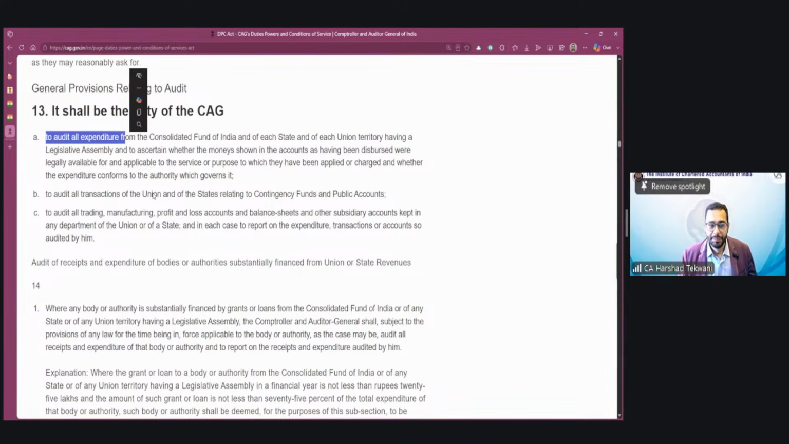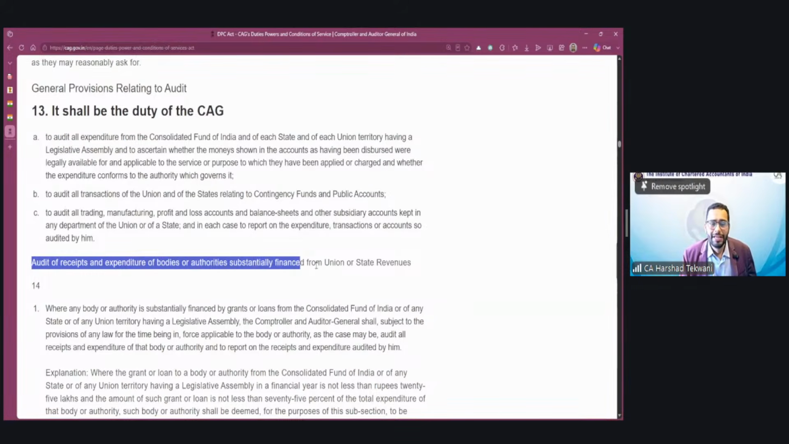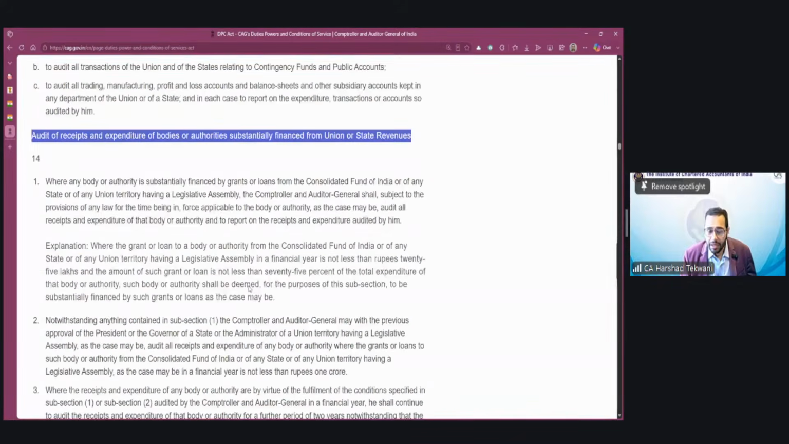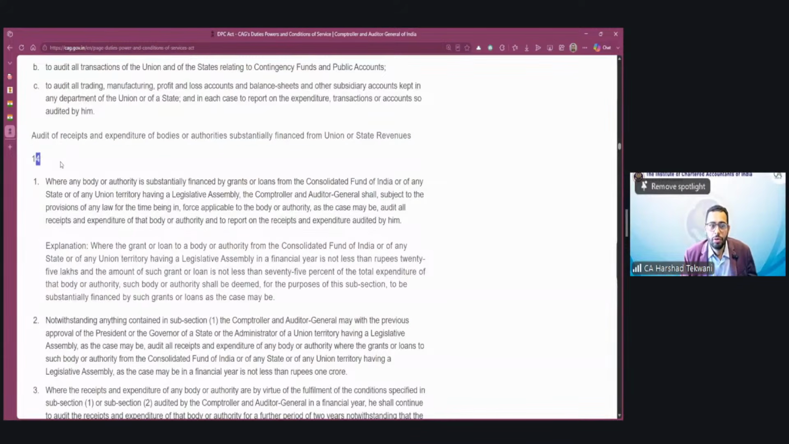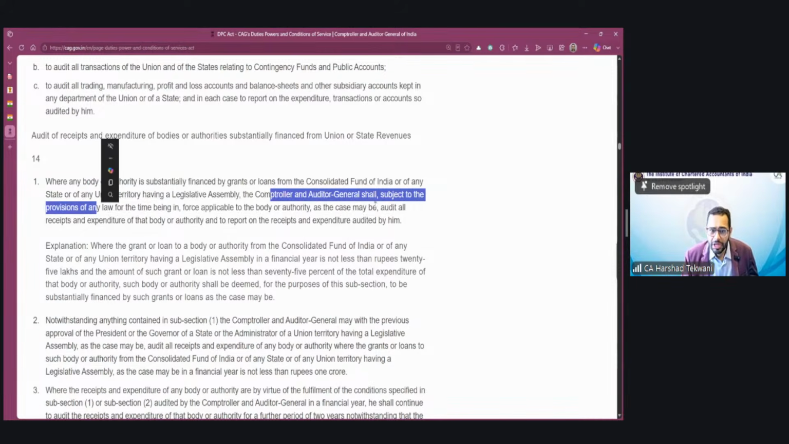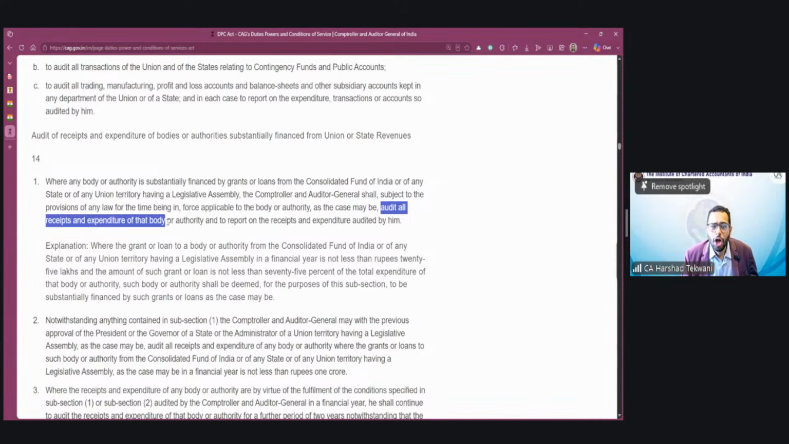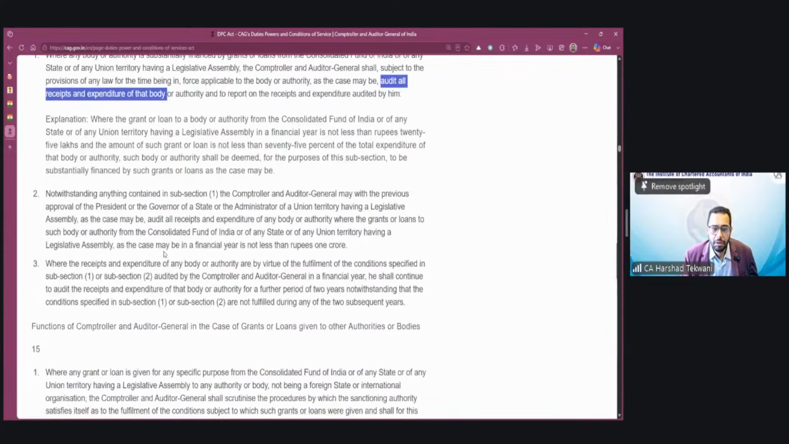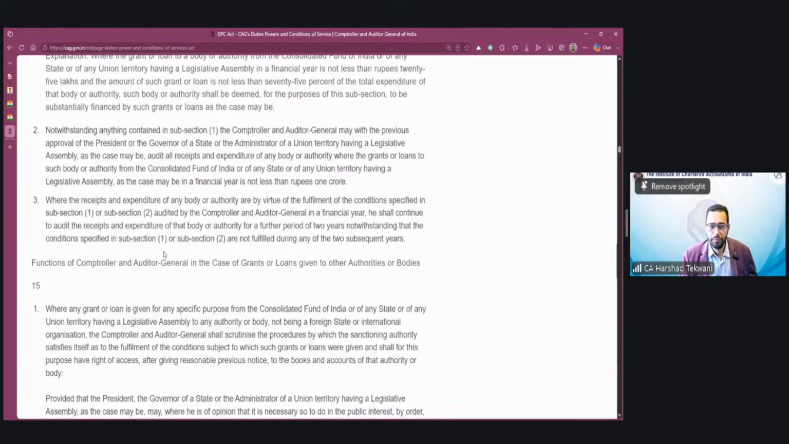Okay, so audit of receipts and expenditure of bodies and authorities substantially financed by the Union and State, public sector undertakings, we are talking about. So that is Section 14. Where any body or authority is substantially financed by grants or loans from the Consolidated Fund of India, the CAG shall, subject to the provisions, audit all receipts and expenditure of that particular body. So the CAG has been given powers to perform the audit over here. Okay, clear till now? The powers that we are talking about, how they are coming from the DPC Act.